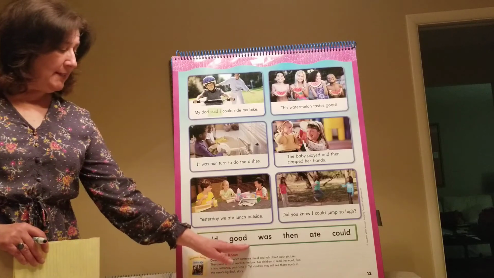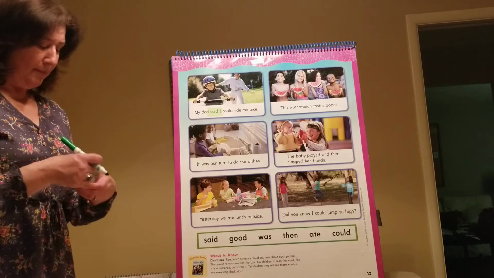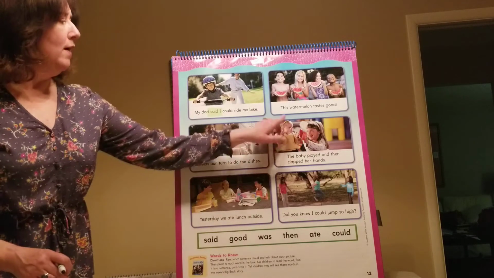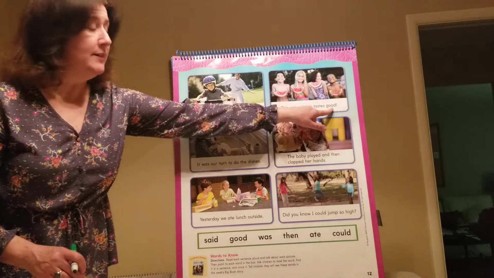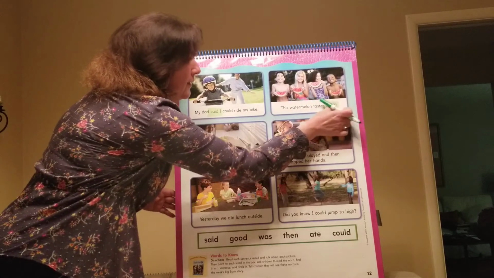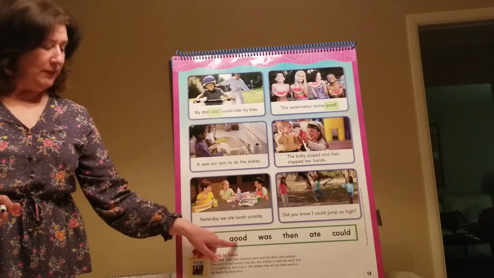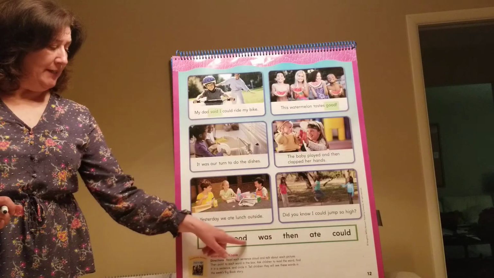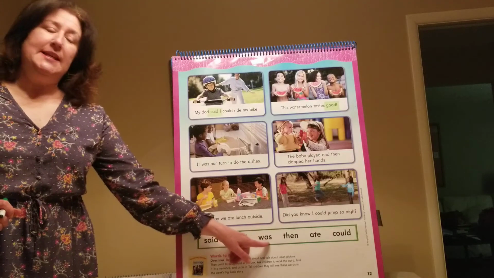The next word is good. Good. What does our sentence up there say? Oh, this watermelon tastes good. So I'm going to highlight good way over there. There we go. Good. O-O says that sound. Good. Here's our next word, was.